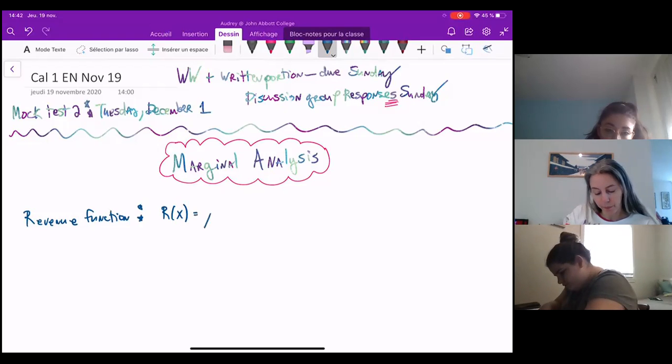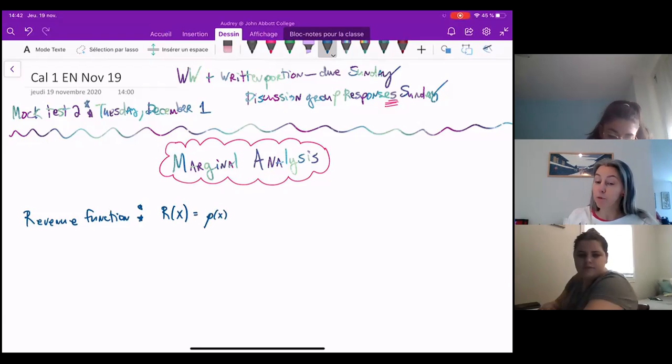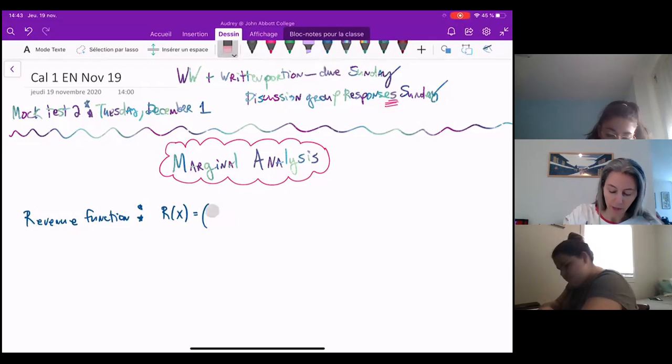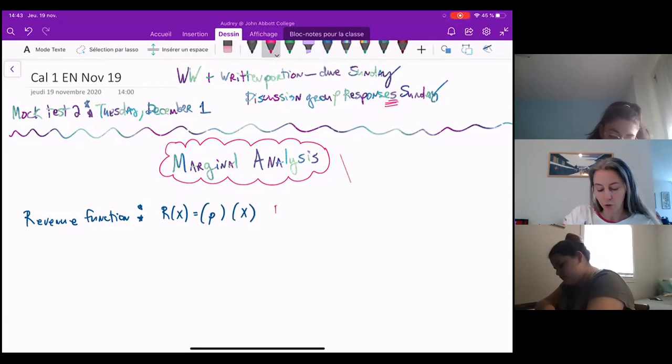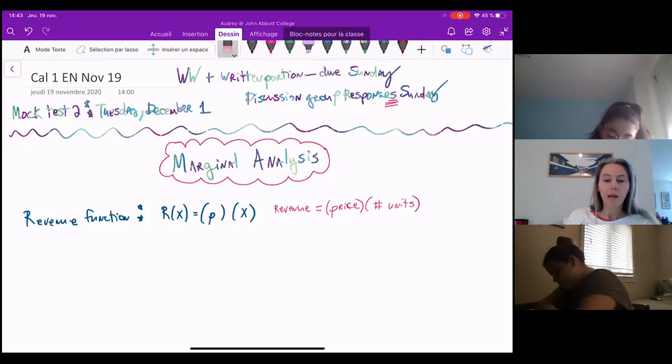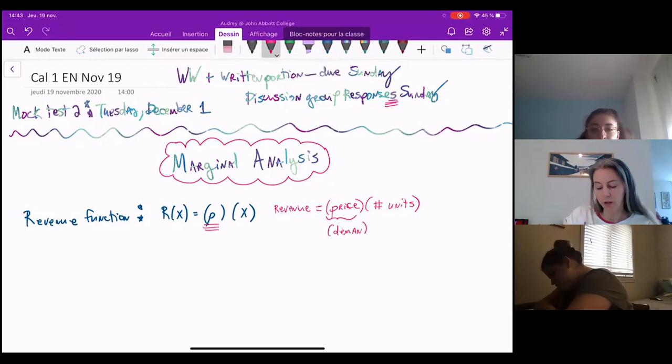And revenue is equal to the price function times the number of units. So revenue is equal to price times number of units. Now the price function that we have right here is also known as the demand function. So I can also think of it as demand times number of units.